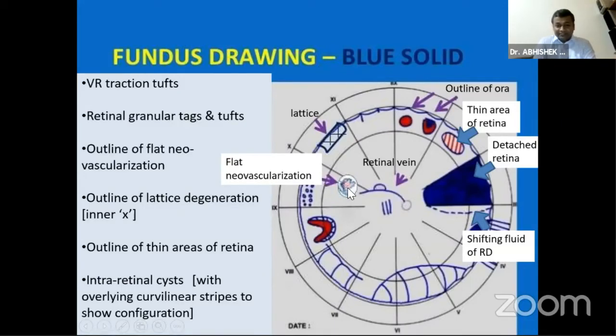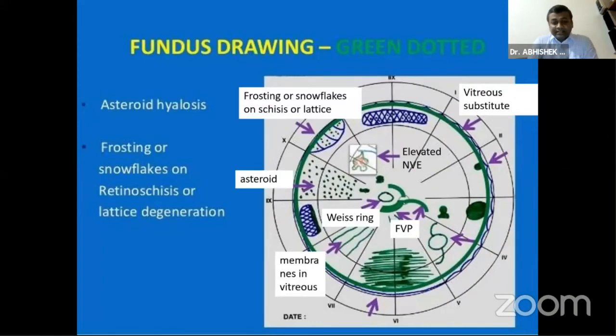Coming to green, the asteroids can be drawn as small green dots. The PVD, whether it's incomplete or complete, can be drawn as a semicircle or circle. And the vitreous hemorrhage can be drawn like these zigzag lines. The IOL, if present in the vitreous, can be drawn in the shape of an IOL. And the vitreous substitutes can be drawn near the circle representing the ora serrata all around.